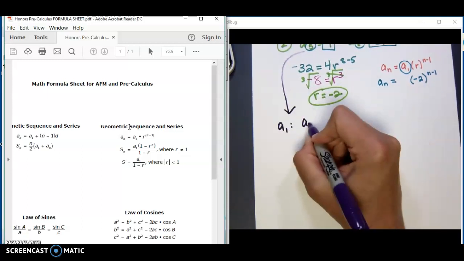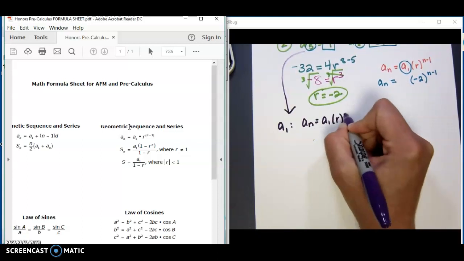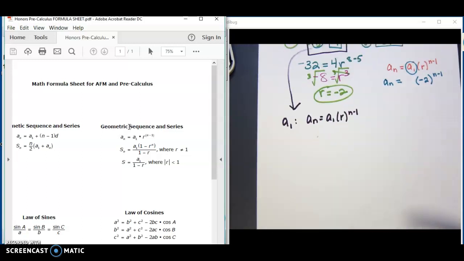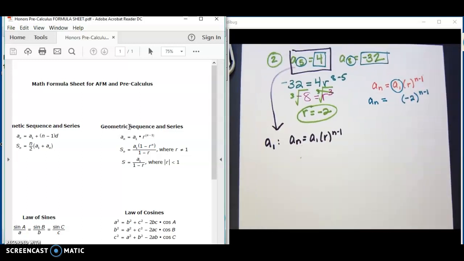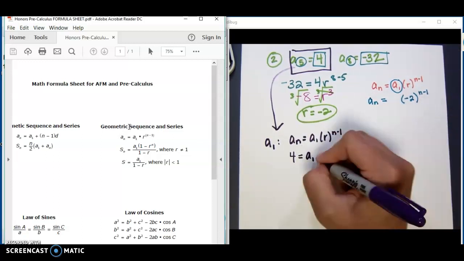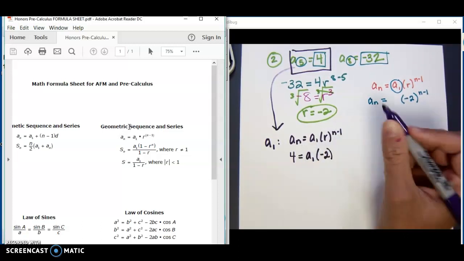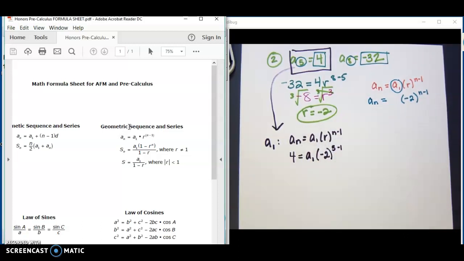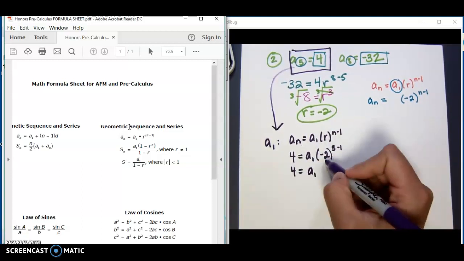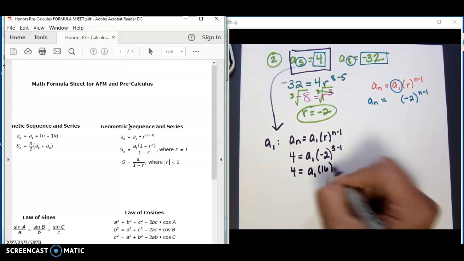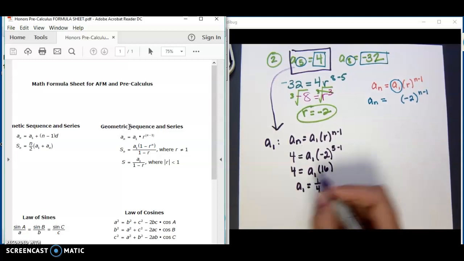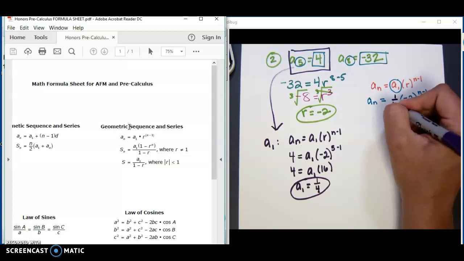So the explicit formula, and you can use either point that you want to use. I normally just typically use the top or the first one. So we know that a sub 5 is 4. We don't know a sub 1. We know the ratio is negative 2. Because it was a sub 5, it's going to be 5 minus 1. So simplify this out, we'll have a sub 1. This will be negative 2 to the 4th power, which will be 16. So a sub 1 is going to be 4 over 16, or 1/4. So this a sub 1 here is going to be 1/4.